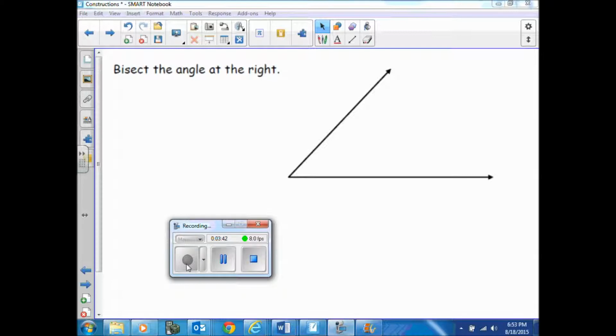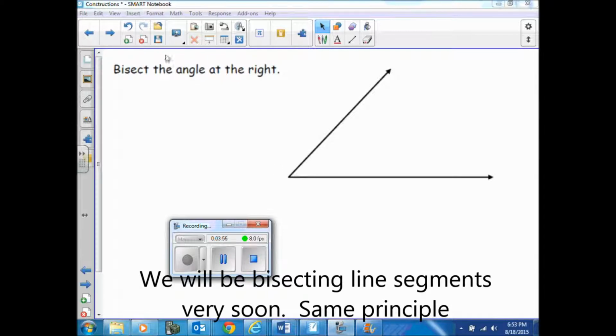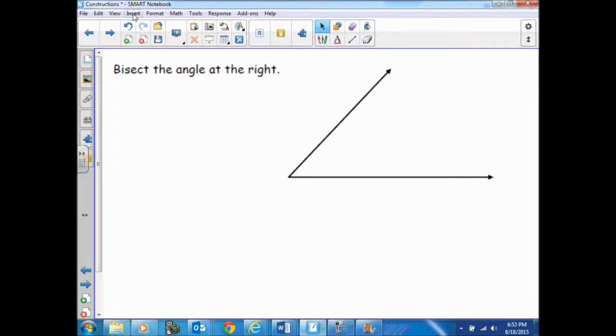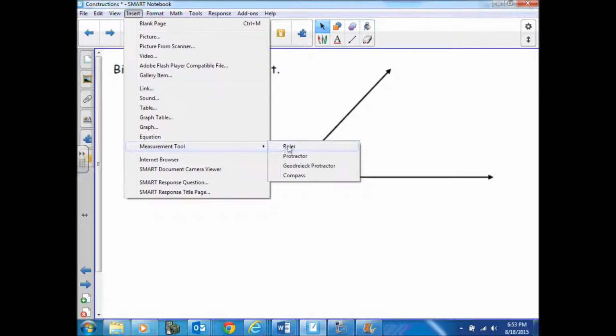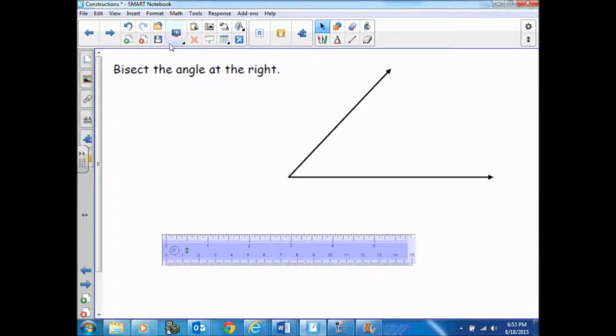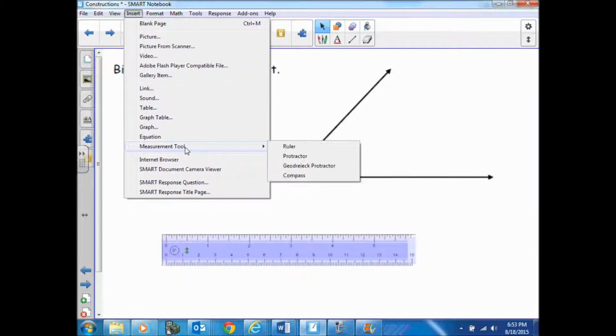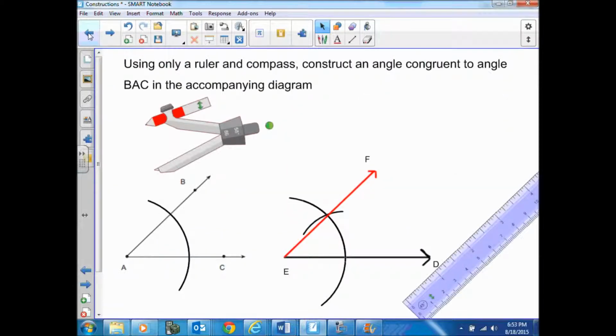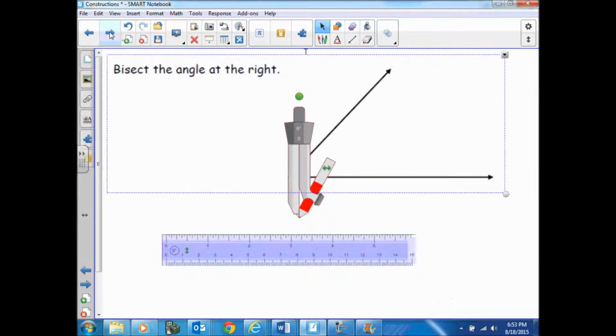Okay, as we look here, this time we are going to bisect an angle. Whenever you see the term bisect, what it means is you're going to cut it in half. So we are somehow using a ruler and a compass. We're going to cut this in half. So I'm going to need my ruler and my compass, that's what I need.